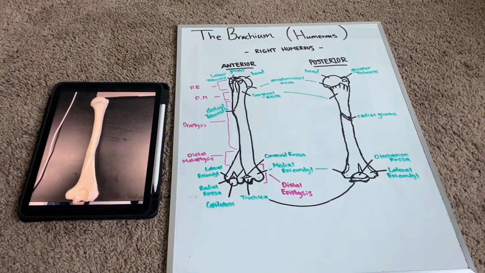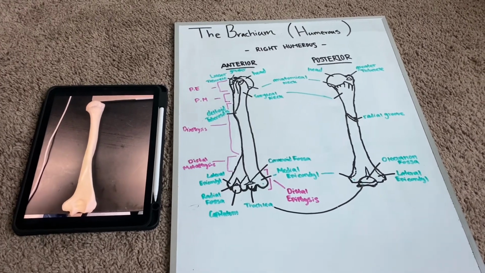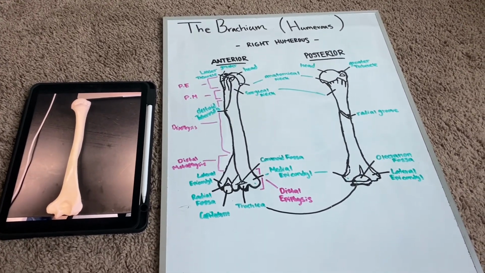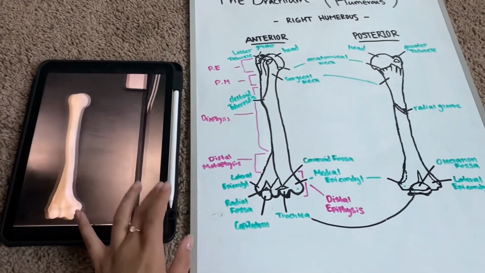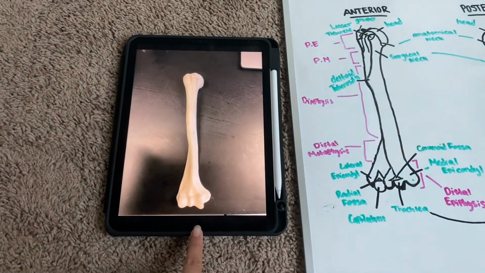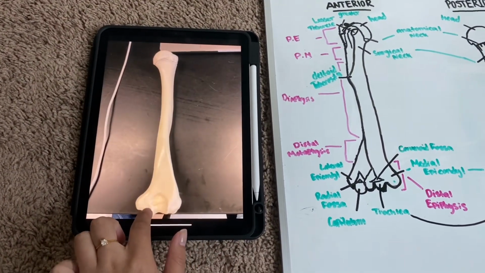Okay, now let's dive into the introduction of the brachium. What I've drawn here is the right humerus. I drew an anterior view and a posterior view. I also have the picture of the bone from the bone box of the anterior view and the posterior view.